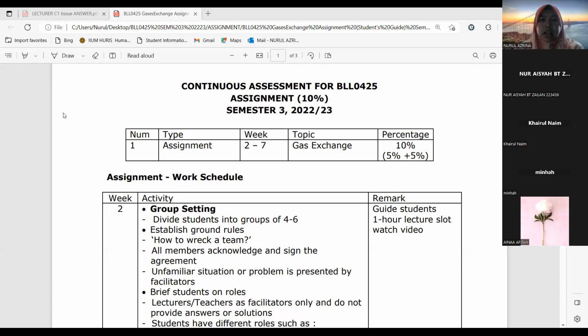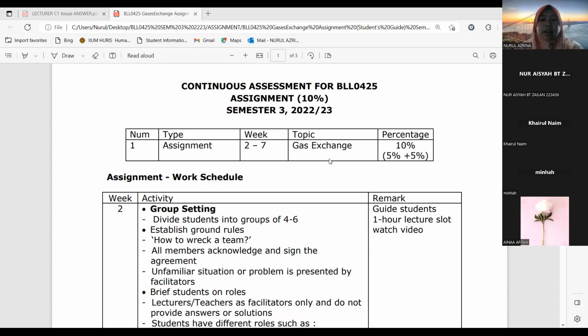Okay, so let's continue with the assignment briefing. Okay, before we go to chapter 3, if we do have time, inshallah. Okay, right. So this is our continuous assessment for Biology 2. So assignment 10%. This assignment needs to be completed within 5 weeks. And the percentage of assessment is 10%. 5% for the submission of reports, and another 5% for individual online questions in iTalim.